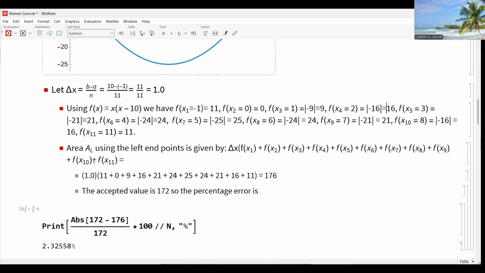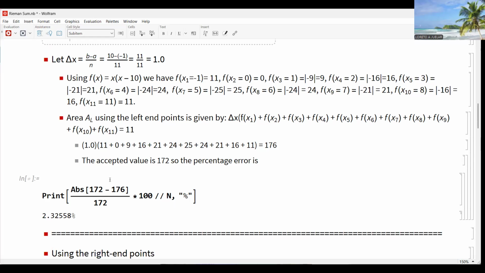So the area using the left endpoints is given by this. So we have the delta x times f of x1 plus f of x2, then after, up to f of x11 only. So x11 is equal to 9. So here, the answer is 176. So the accepted value is 172. So the percentage error is 172 minus 176 here, so we have 4 divided by 172 times 100. So the answer is 2.32558%.